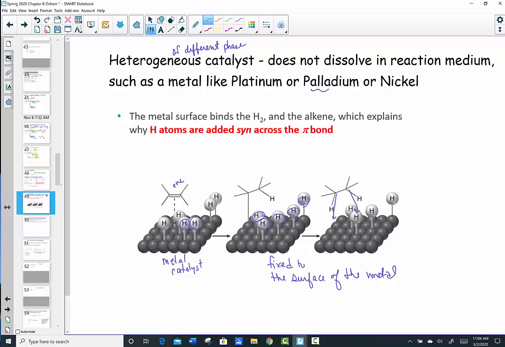Palladium is most often used just because it's relatively cheaper compared to the precious metal platinum, but nickel is also shiny and can work as well. Syn addition occurs across the pi bond because that hydrogen is fixed to the surface of the metal, therefore it can only attach on one side only, a syn addition.